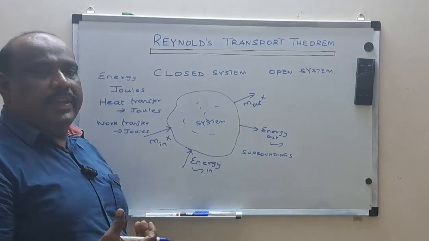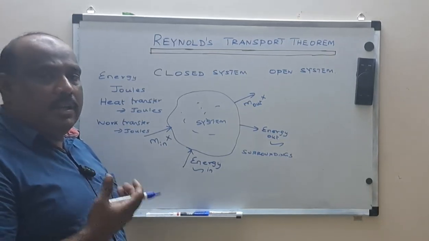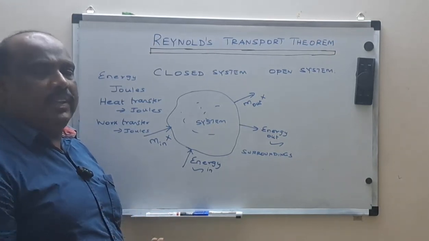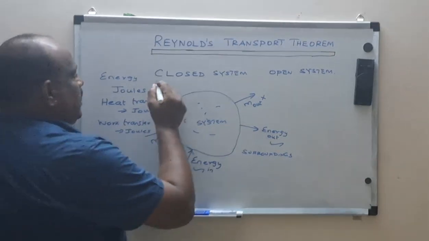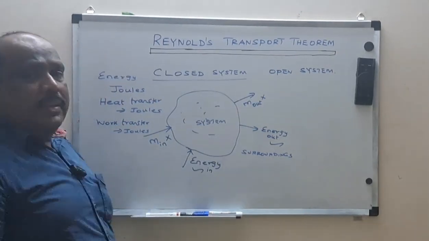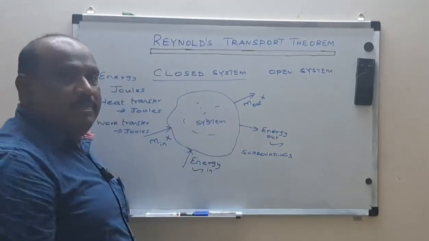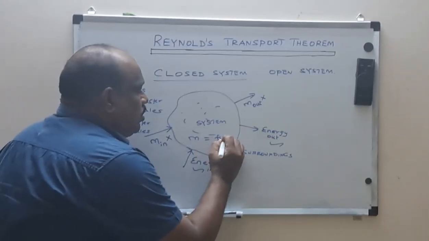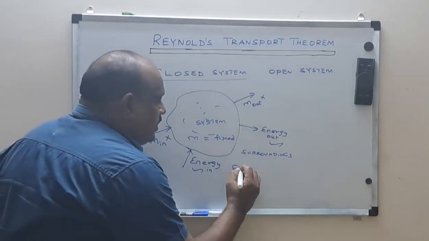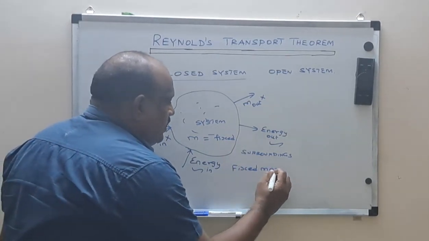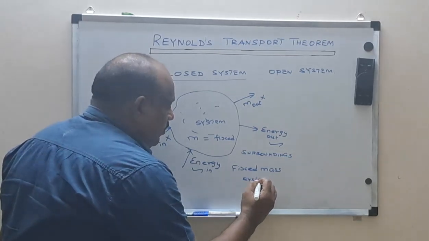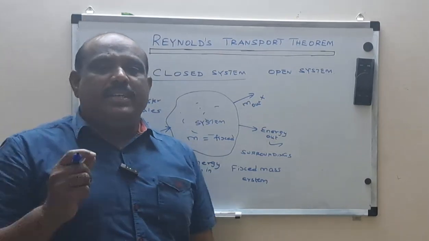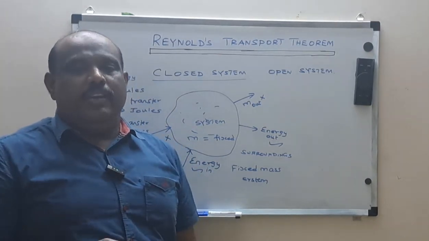A closed system is a system in which mass transfer is not allowed and only energy transfer in the form of heat or work or both can take place. That is nothing but my closed system. Then what will happen to the mass inside the system? You are right. The mass inside the system will remain fixed. So the closed system is always called a fixed mass system, or the mass remains constant in the system. It will not vary. It will always be the same.